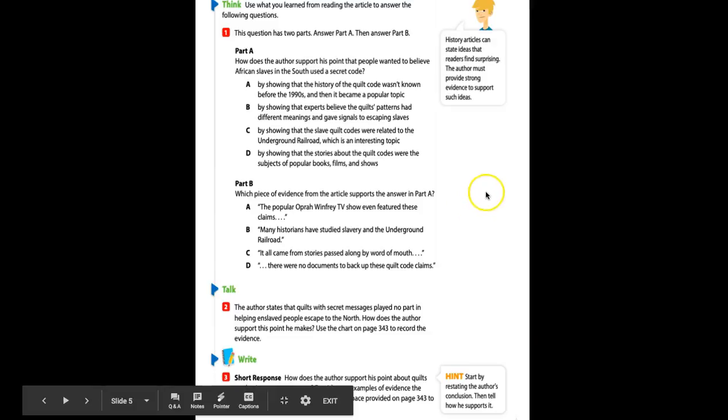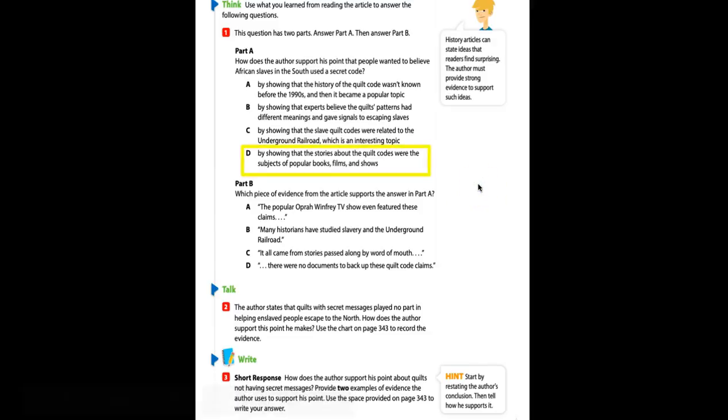And the answer is D, by showing the stories about the quilt codes were subjects of popular books, films, and shows. Part B, which piece of evidence from the article supports the answer in Part A? A, the Oprah Winfrey TV show even featured these claims.